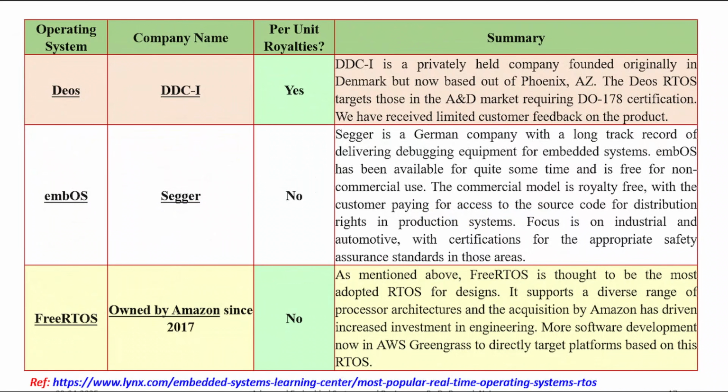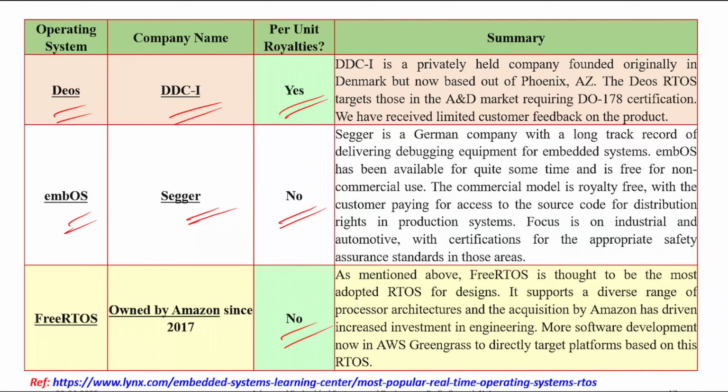These are some of the RTOS which have royalties allotted to them or not. For example, DOS is an operating system managed by a company, and we have to pay royalty if we are using this RTOS. Embed OS is provided by Segger and we don't have to pay any royalties for that.